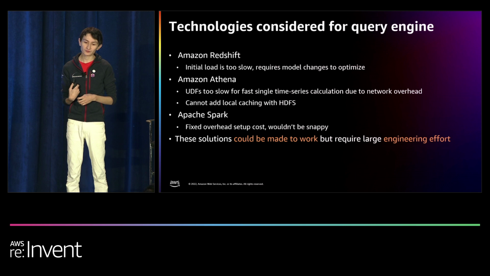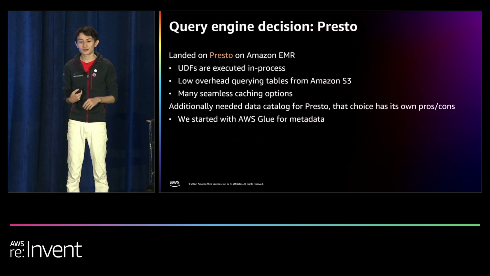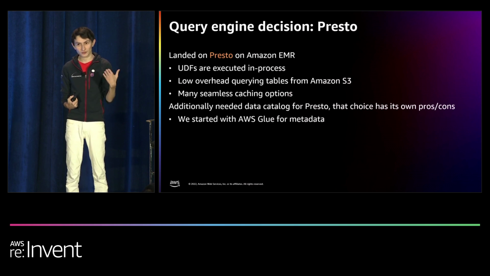So after lots of back and forth, and I should caveat, all of these could be made to work. There isn't an off-the-shelf thing that just magically answers all of our problems, but with engineering work, you can make these things solve our problem. But we ended up landing on Presto on Amazon EMR. This one seemed like it would be the easiest to actually get running and solve our problems. The UDFs are executed in process, right there with the data. There's direct integration with Amazon S3.